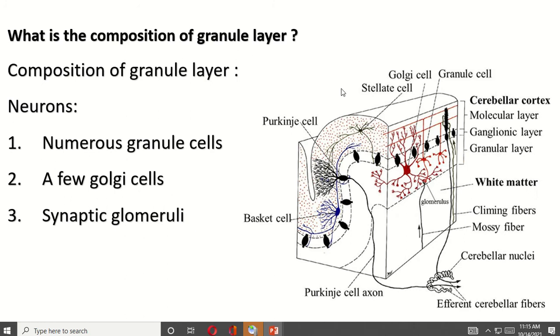Now what is the composition of the granular layer of the gray matter of the cerebellum? This is the granular layer of the gray matter of the cerebellum. It contains mainly granule cells, few Golgi cells and synaptic glomeruli.